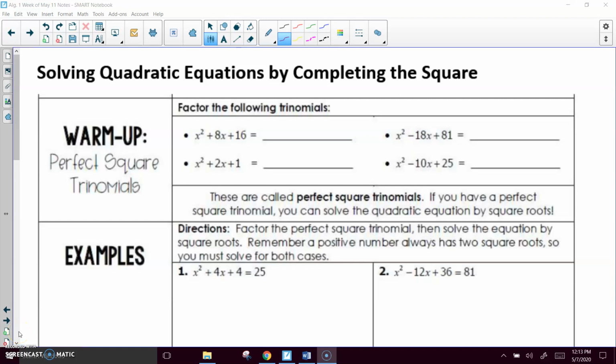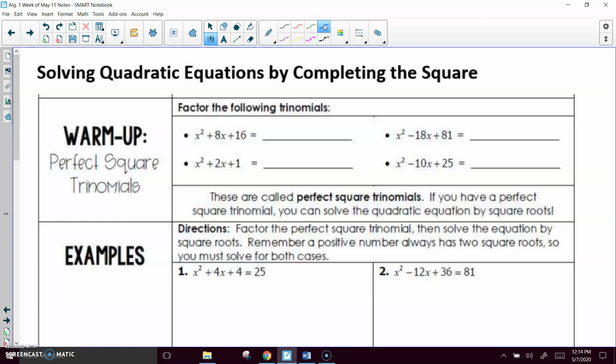Solving quadratic equations by completing the square. This is the fourth of our 5 different methods for solving quadratics. Let's begin by doing a warm-up. Factor the following trinomials. So I've got trinomials, 3 terms.